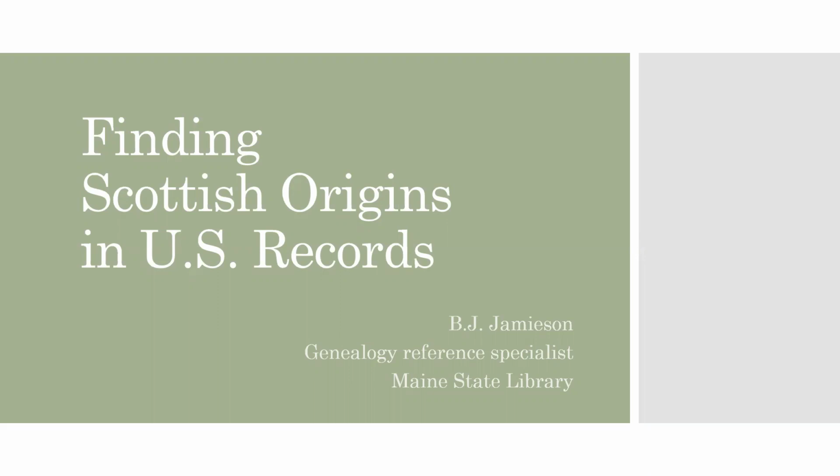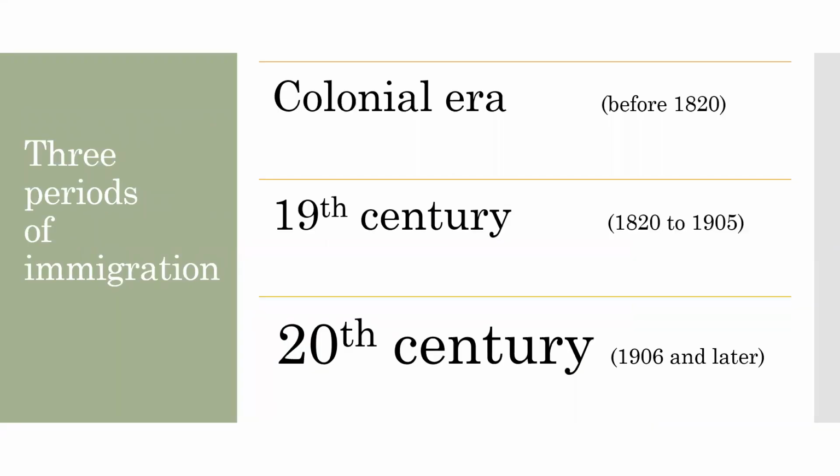So there are essentially 3 eras of immigration to the United States: the colonial era, the 19th century, and the 20th century. The colonial era goes up until about 1820, the 19th century is about 1820 to 1905, and then 20th century immigration laws are basically 1906 and later.